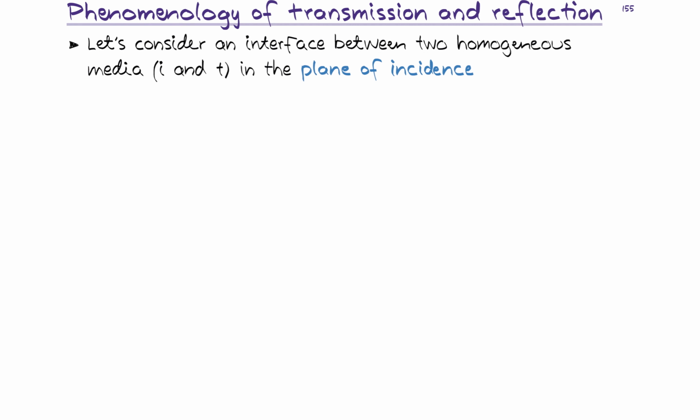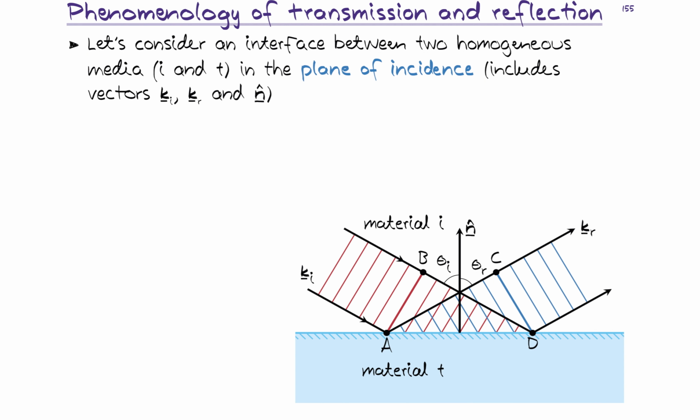The plane of interest for us is the so-called plane of incidence. This plane is defined so that it includes the vector of the incident ray, the incident plane wave on this interface, Ki, then the wave vector of the reflected wave Kr, and then the surface normal of our interface. So this is the picture that describes what happens in our system.